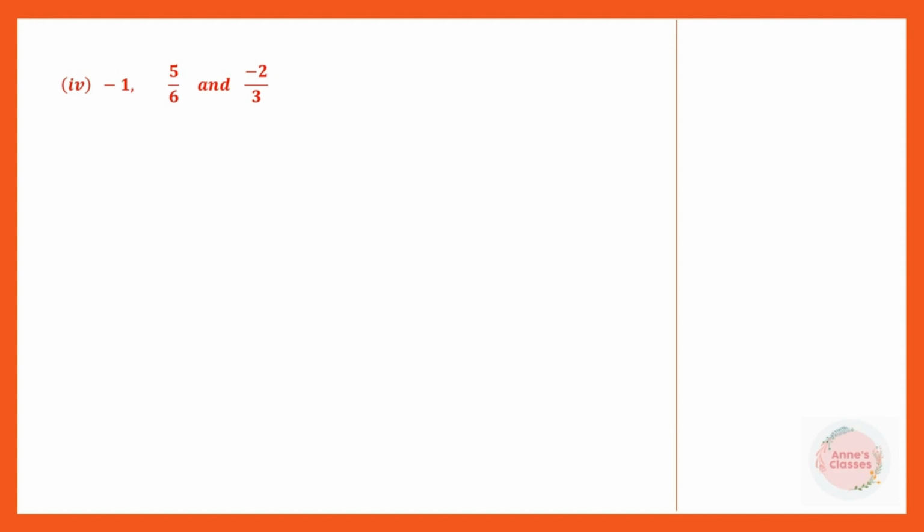Question 4, here also we have three rational numbers. Let's write them all down. Minus 1 plus 5 by 6 plus minus 2 by 3. This is the left hand side. Let's write the same 3 on the right hand side. Minus 1 plus 5 by 6 plus minus 2 by 3. Only the grouping is going to be different. Here we are grouping the second and the third rational numbers. On the right hand side, we are grouping the first and the second rational numbers.